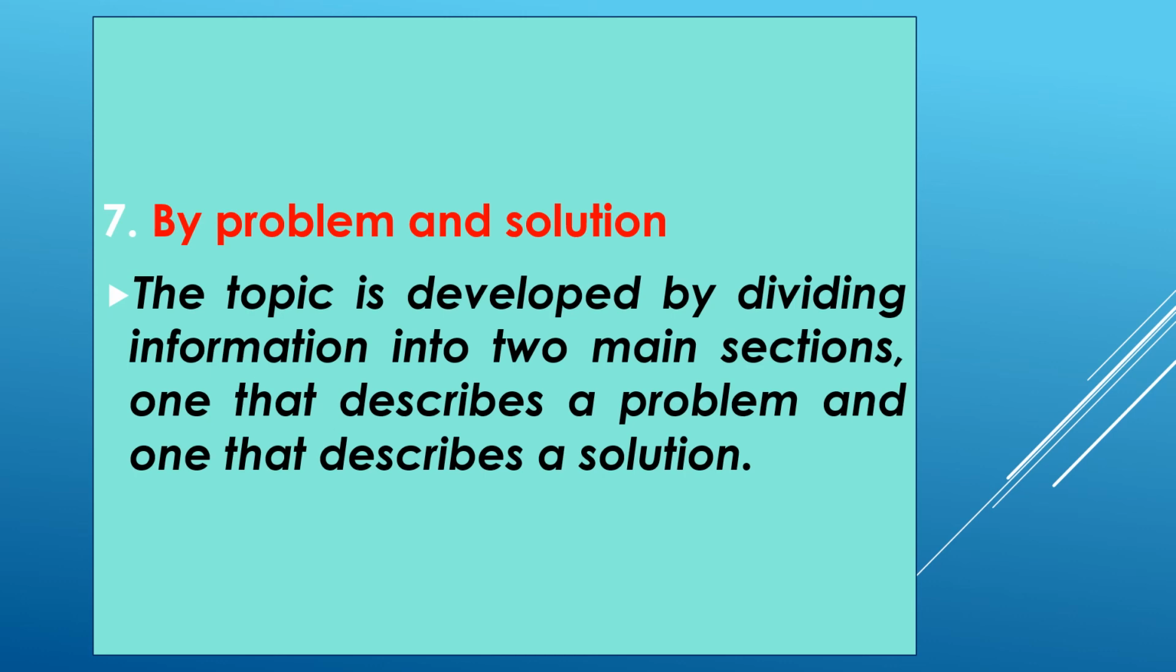The seventh way to develop a paragraph is by problem and solution. Here, the topic is developed by dividing information into two main sections: one that describes a problem and the other that describes a solution. A problem and solution essay presents a problem, usually discussing several aspects of the problem, then concludes by discussing a solution to the problem. Here, the author's intent is to discuss or propose a solution to a problem. The relationship between the problem and the solution is explored.